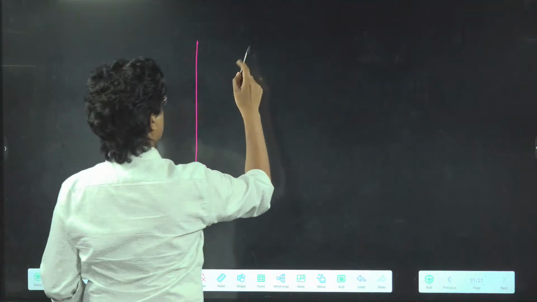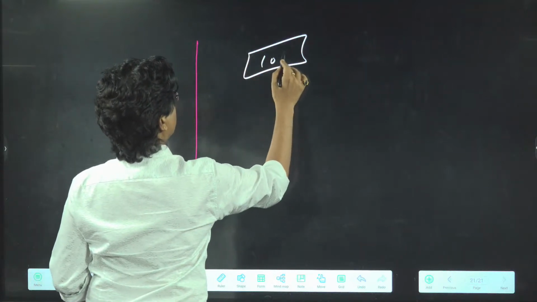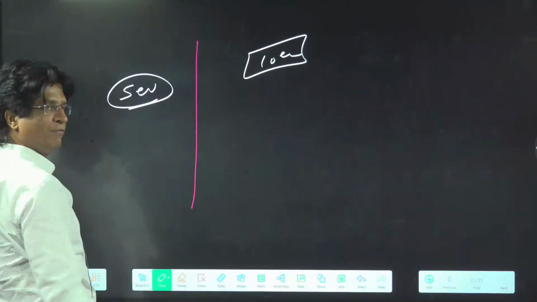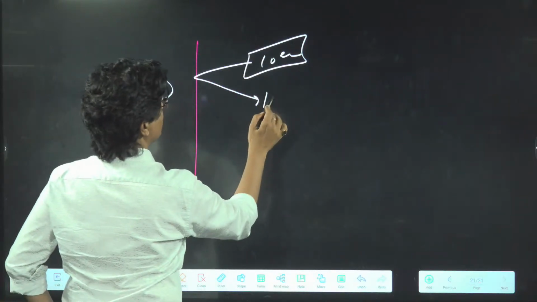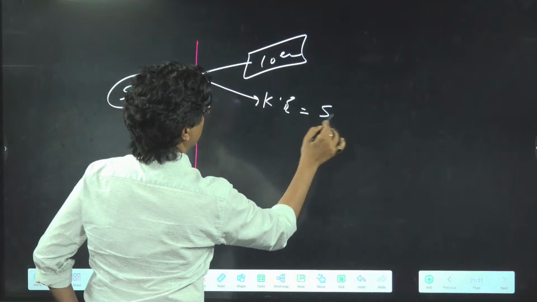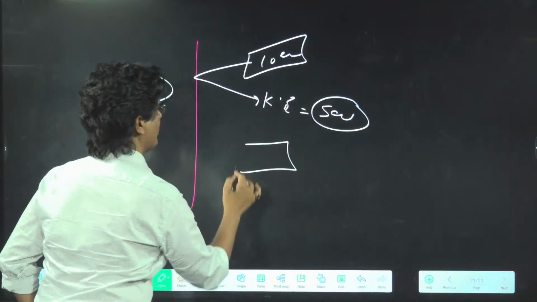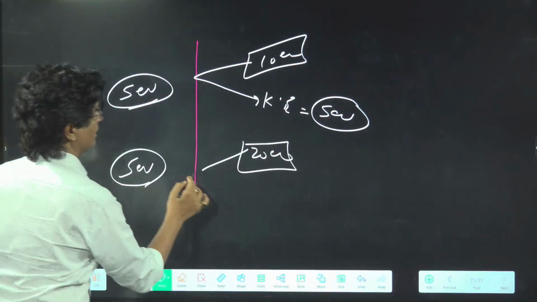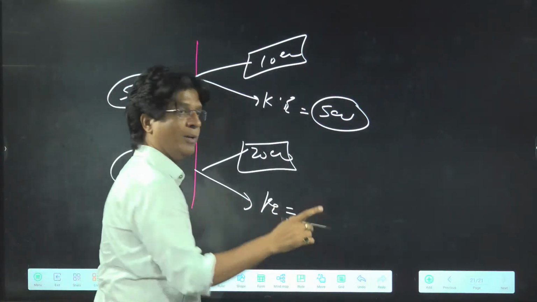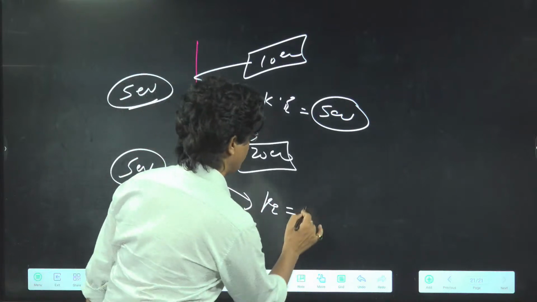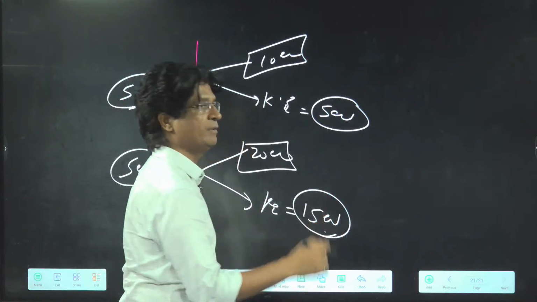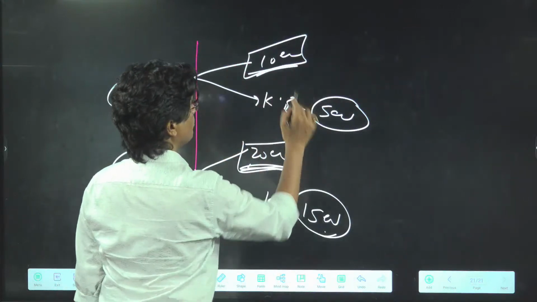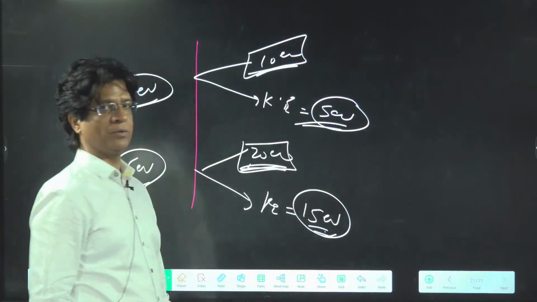You have seen that, boys and girls? Suppose the photon is 10 electron volt and the threshold is 5 electron volt. What is the kinetic energy of every electron? It will be 5 electron volt. Agree or not? Now a photon of 20 electron volt is coming, threshold again 5 electron volt. The kinetic energy will be equal to how much? 15 electron volt. Will you all agree with me? So the more the energy of the photon, the more the kinetic energy of the electron. Is that clear?